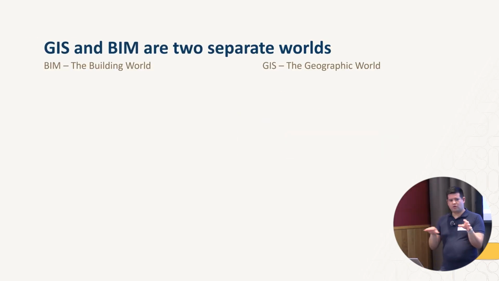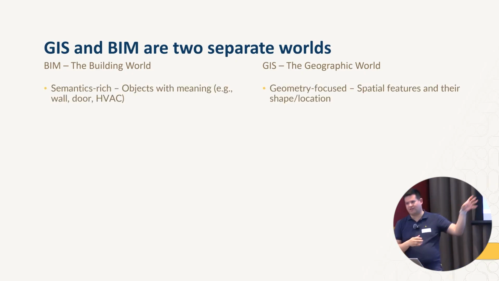I don't know how many of you are familiar with BIM. Hands up if you ever work with BIM, or if you know what it stands for. A bit more hands. Because BIM and GIS, they're two different worlds. The BIM world is more focused on semantics. I want to know my objects. I want to know the children of my object. While the geographic world is more about where is something.